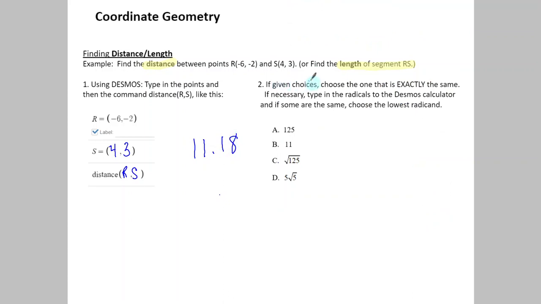Now, if I'm given choices, I need to choose the choice that is exactly the same. If it's necessary, I type in the radicals to the Desmos calculator. Now, I notice that the first two are not the same as 11.18. This is 125, and this one is 11. It didn't say to round in the question. It wants that distance or that length exactly. So now I need to type in these two choices and see which one is 11.18.